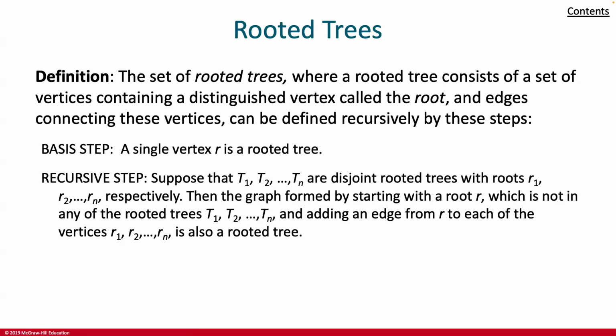Okay, we'll have a couple of charts that are looking at trees, and this gets into graph theory and some interesting things that we'll touch base on a little bit later in the course. And so let's have some definitions. The set of rooted trees, where a rooted tree consists of a set of vertices containing a distinguished vertex called the root, and edges connecting these vertices, can be defined recursively. And so you have a single vertex, and then you start hooking things together. And this gives you a chance to start to walk through how that would work.